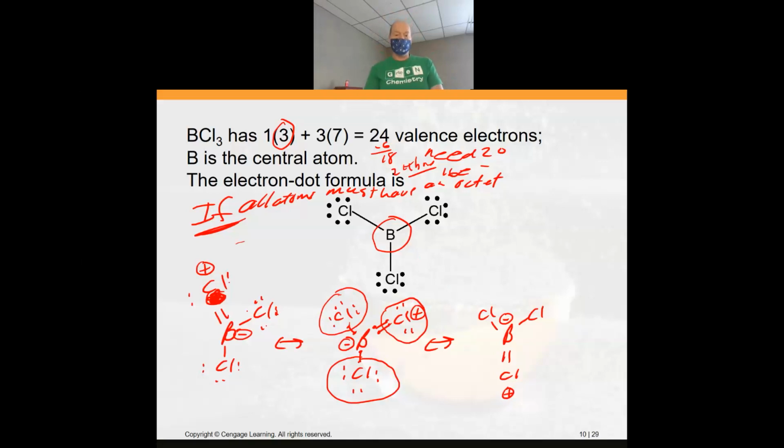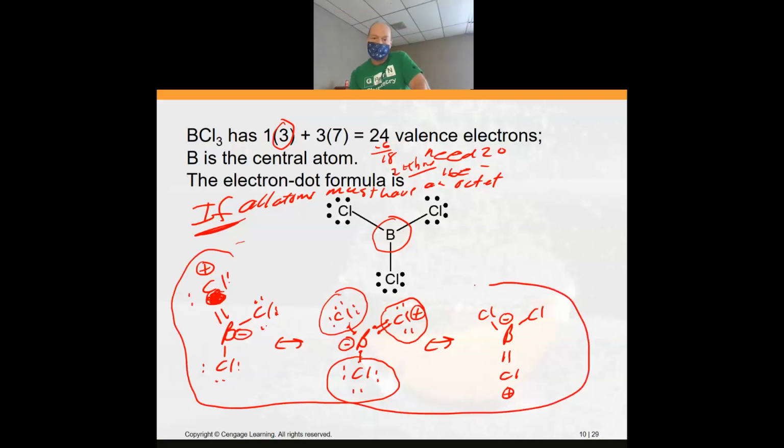All right, so all of these answers are correct. There is nothing incorrect about them unless it says all atoms must have an octet. If it says that, then these are the only correct answers. If it doesn't say anything, then all of these are the correct answer. If it says give the 4 resonance structures, well, then you have to give this one and these 3. These are 4 resonance structures.